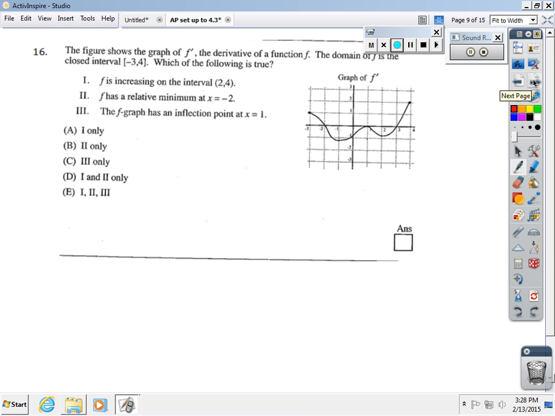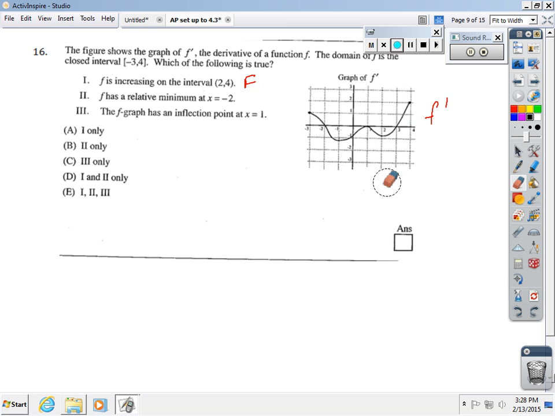All right, last one. For the figure shown, the graph of f prime. This is an f prime graph, so that's the derivative. The domain in the closed interval negative 3 to 4, which of the following is true? F is increasing from 2 to 4. So if f is increasing, that means we want to look at from 2 to 4. Well, part of the derivative is negative and part of it's positive, so it's decreasing from 2 to 3 and increasing from 3 to 4, so that's false.